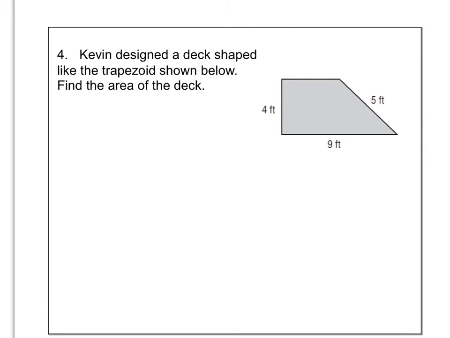Number 4, Kevin designed a deck shaped like the trapezoid shown below. Find the area of the deck. So trapezoid area, key words here. Formula is going to be height times base 1 plus base 2, divide by 2. Do we know the height? We actually do. The 4 is the height. So we know height is 4. Base 1, do we know that top base? No. Bottom base is 9.